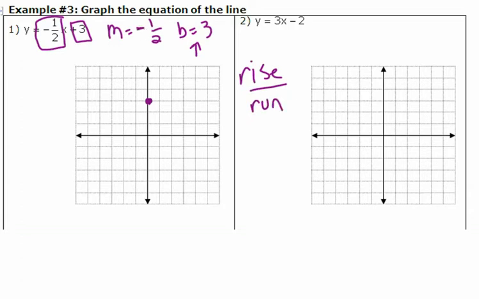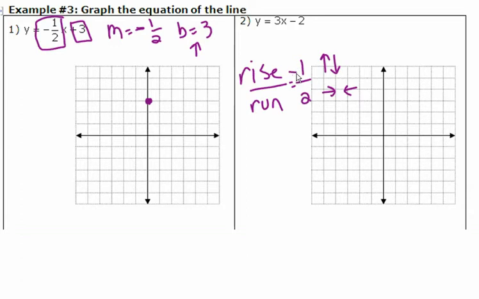This negative sign, we have one negative. I am going to put it with the top number always just to make it easier for us. So my rise is negative 1, my run is 2. Remember when we were finding slope from a graph? The rise you either go up or down. The run you go to the right or the left.